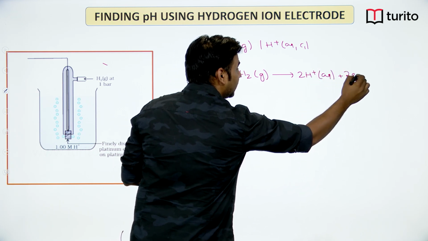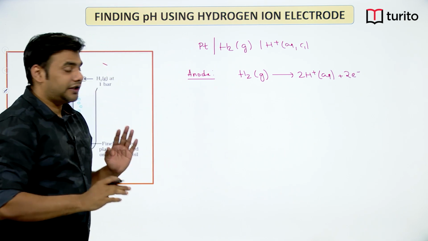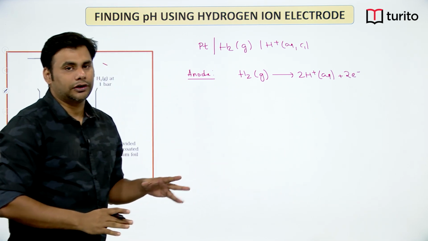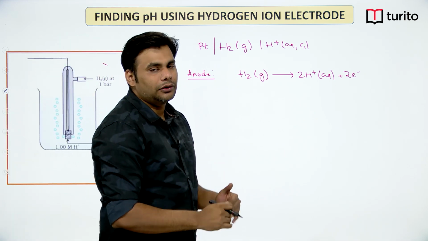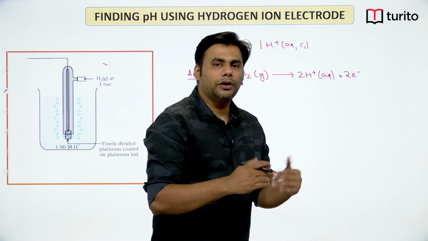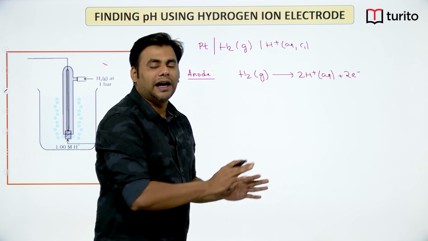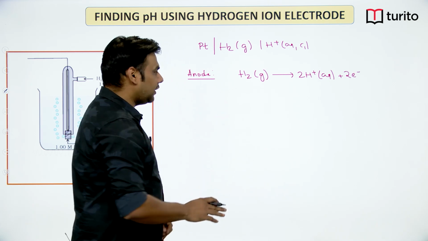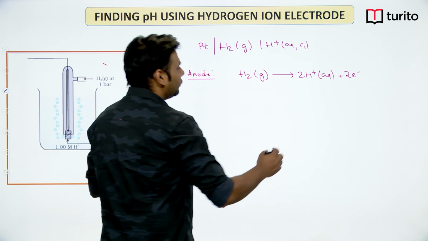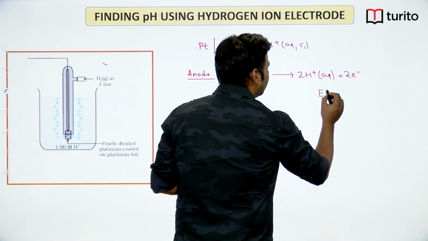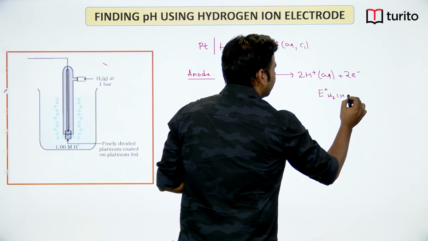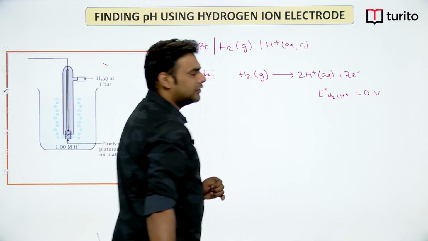You have to be very skillful in applying the Nernst equation. We can apply the Nernst equation on the half reactions or the half electrode, but you have to see that you are using the right concept. Now because this is the oxidation reaction, suppose I write the oxidation potential of this, we know that the oxidation potential of this is 0 only.